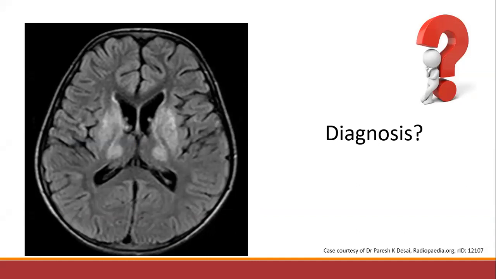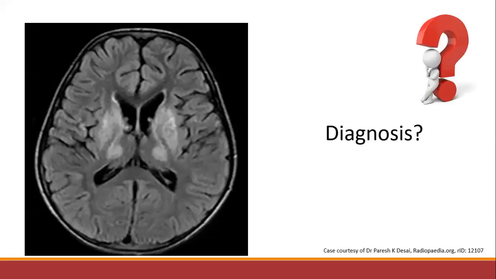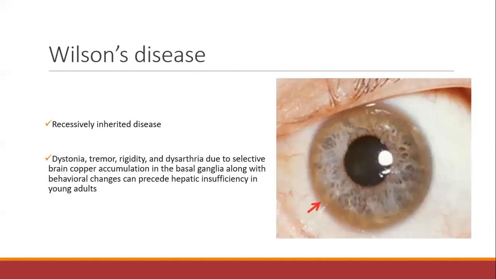Yeah. So Japanese encephalitis on MRI is a close mimic when you have basal ganglia and thalamic involvement symmetrically. So the clinical history is always important. Like radiologists always say, if you don't have the clinical history, a Wilson's disease patient might very well get a differential diagnosis of Japanese encephalitis. Wilson's disease is recessively inherited. The patients present with movement disorders, Parkinsonism, dystonia, tremor, and there is selective brain copper accumulation in the basal ganglia. So here you have the KF ring.